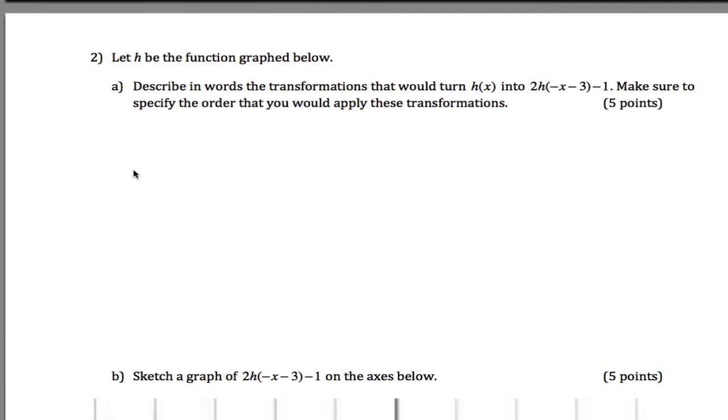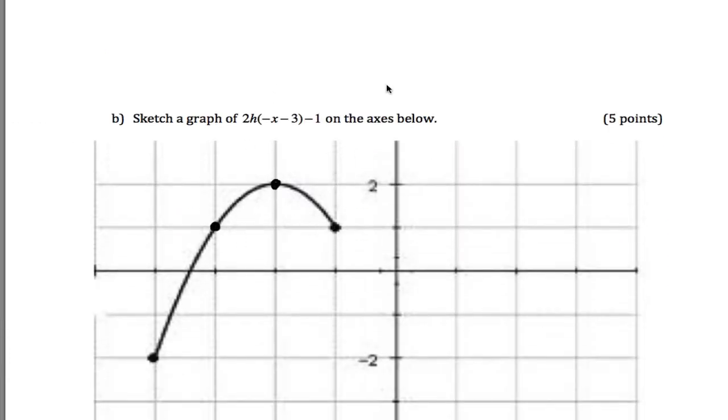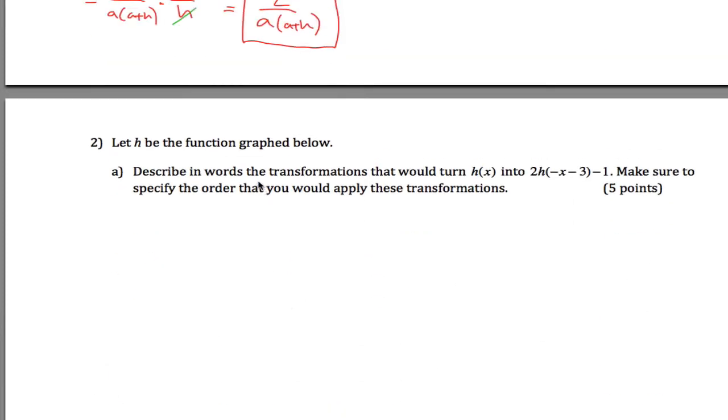Still not done. Another problem. It says, I have a function h. It's graphed down here. Here it is. This is h. Okay. Describe in words the transformations that would turn h into this mess right here. So look at this mess right here and tell me what all these transformations are. Specify the order also.